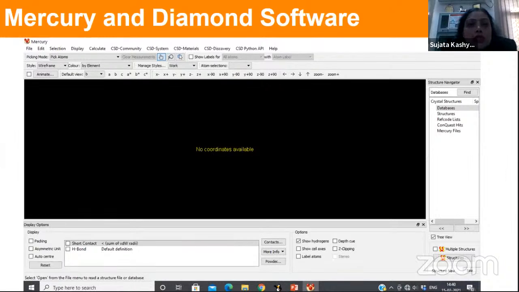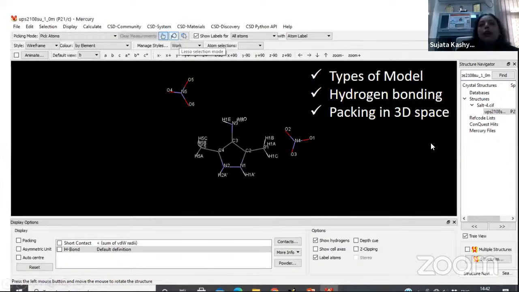The first and foremost important thing in Mercury is that we can show our molecule in 4 or 5 different ways. The second is types of hydrogen bonding. With the help of Mercury software, we can show what kind of hydrogen bonding is there, which atom is connected through which atom, how they are arranged in 3D space, and what kind of packing is there in the three-dimensional space.